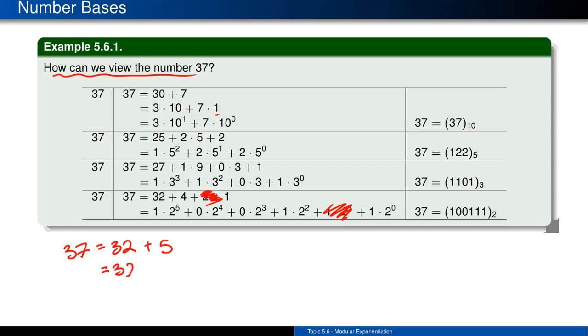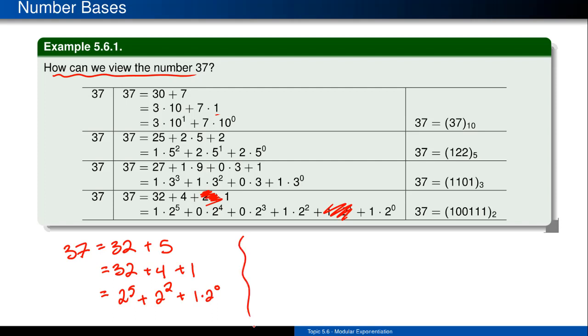So in this case, I'm going to look at 32 and I'm going to look at that 5 and try to see how many powers of 2 are inside of that thing. In this case, that 5 can be broken down into a 4 and a 1. So at the end of the day, I see that 37 is going to be a 2 to the 5th plus a 2 squared and then plus this power 1, which in this case I can view as a 1 times a 2 to the 0.